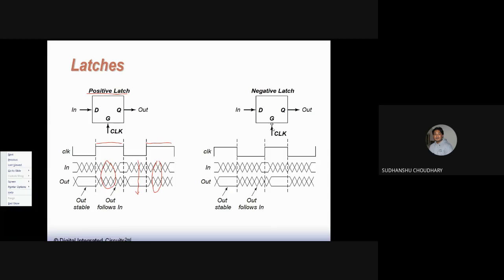Similarly, here it's a negative latch, so it will copy the input, that is D, to the Q output only in this region. In this region we see that input is copied to the Q output. That is, output follows input when the clock is negative. Similarly here, when the clock is positive, output follows input, or the latch is transparent. Transparent means output is equal to input, or input is copied to the output.